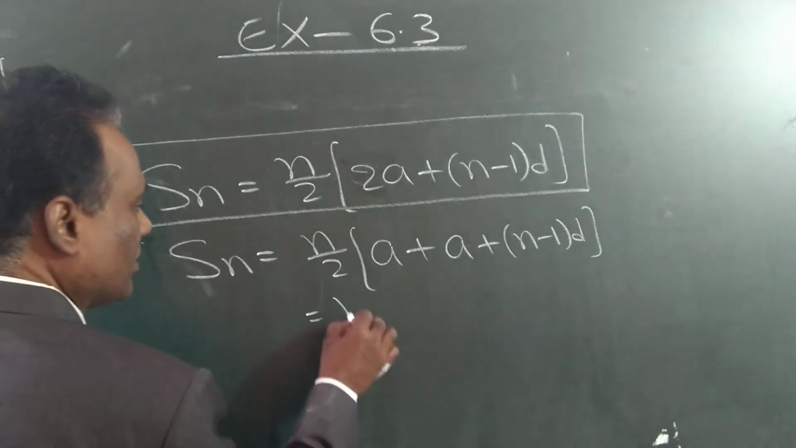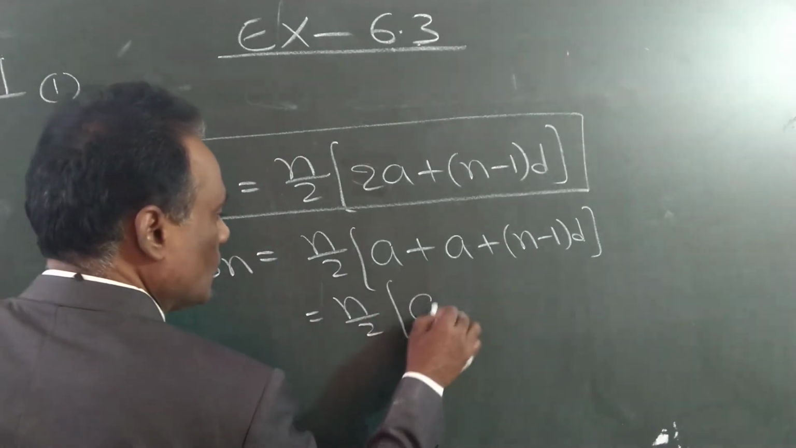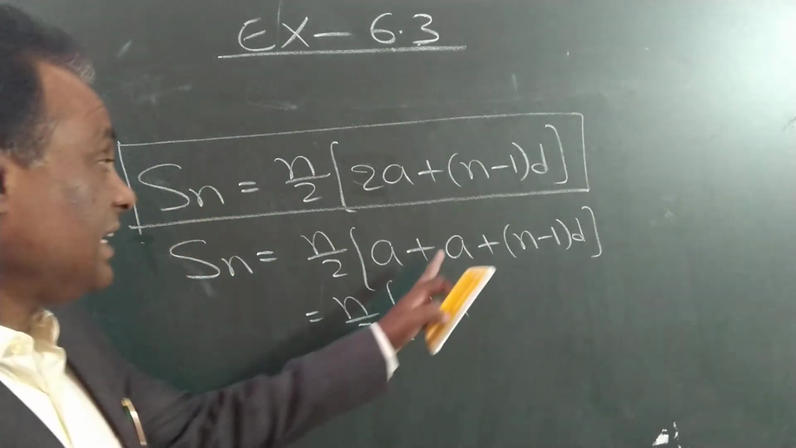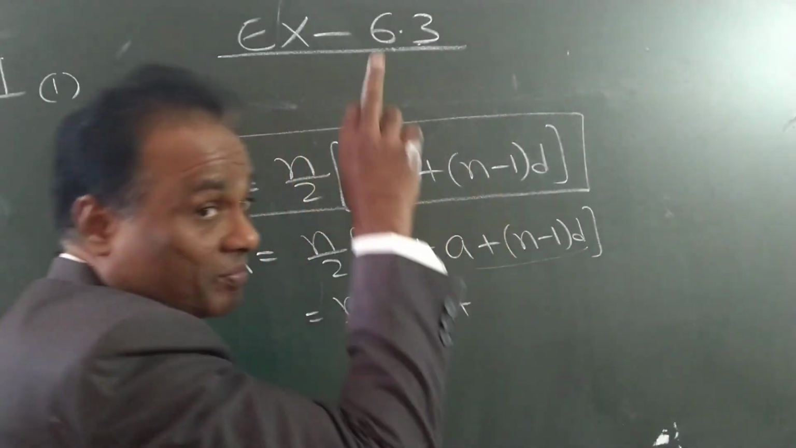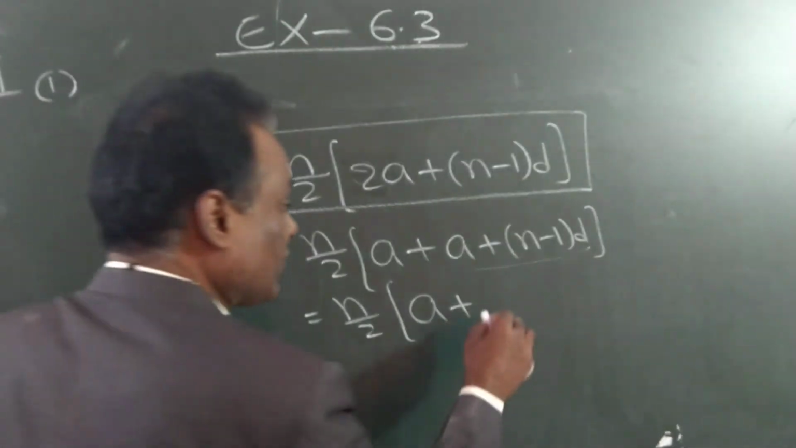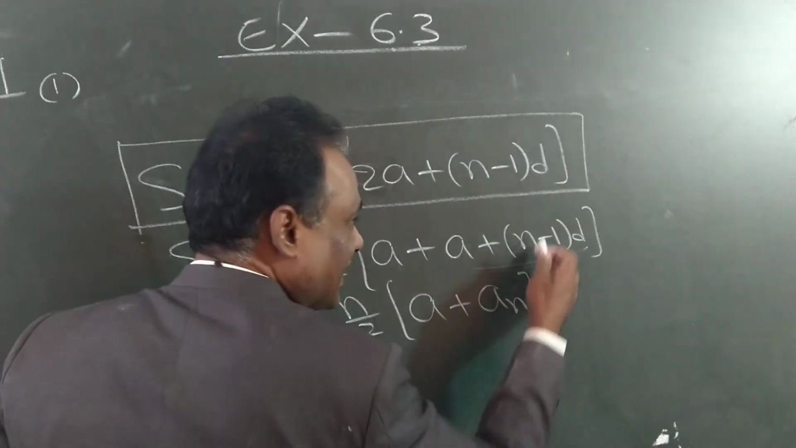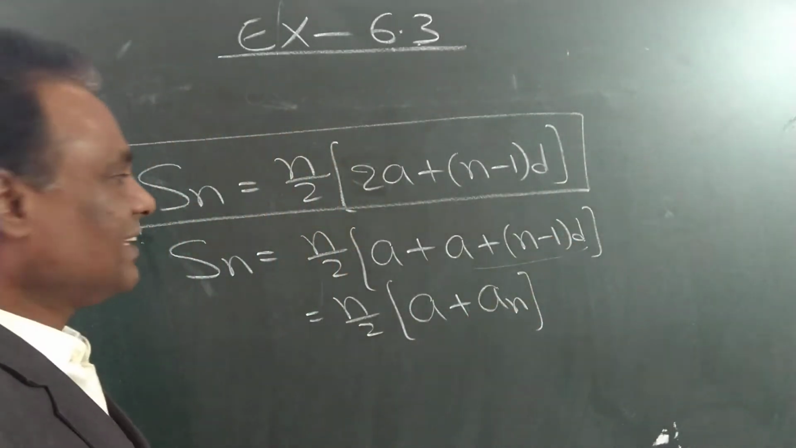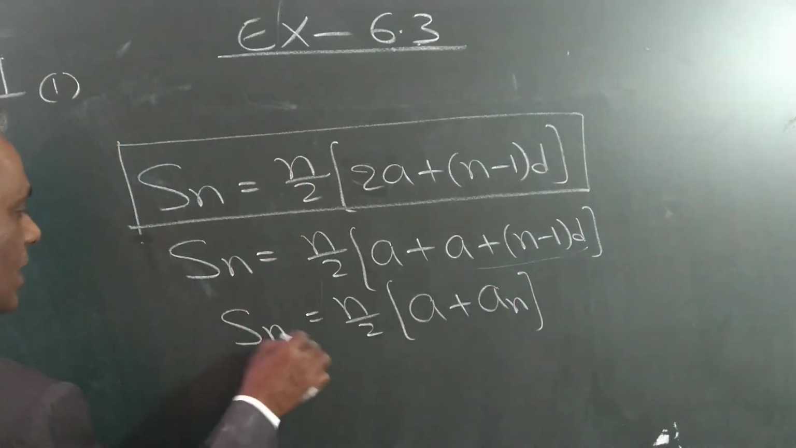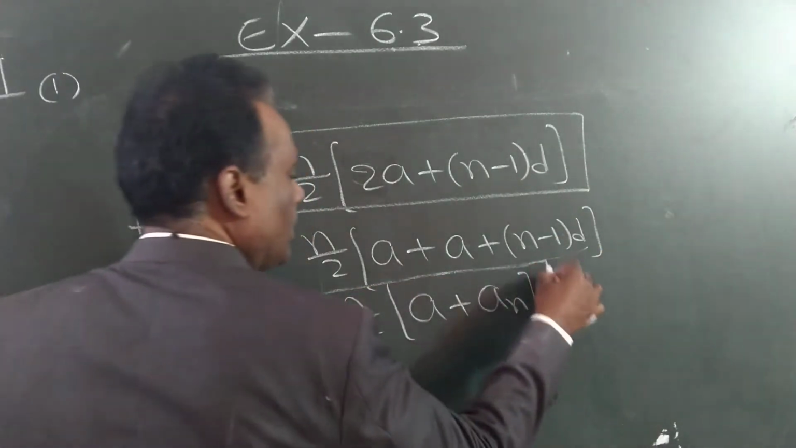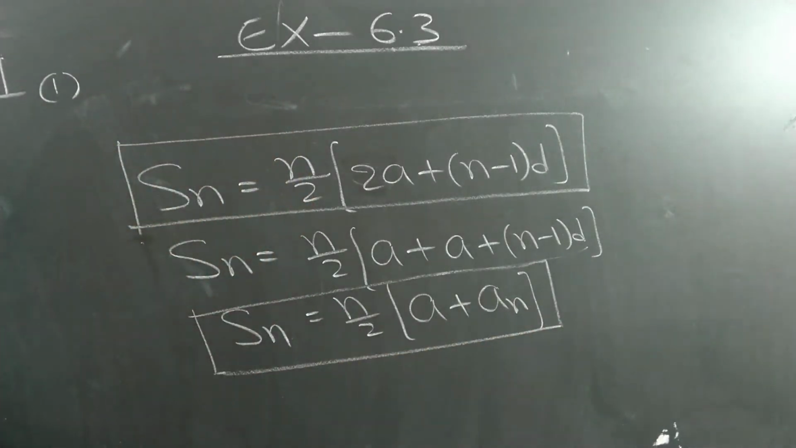So then this becomes n by 2 into a plus a plus n minus 1 into d. This is the formula for the nth term. Already we used it in the second exercise, this is the formula for the nth term. So the sum formula is n by 2 into a plus an. This formula also you remember.